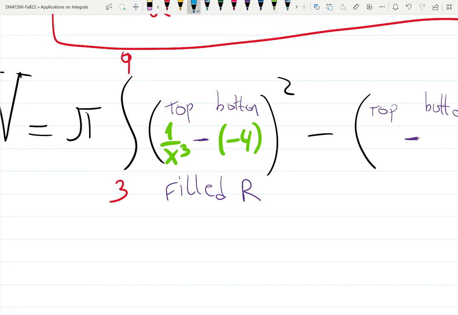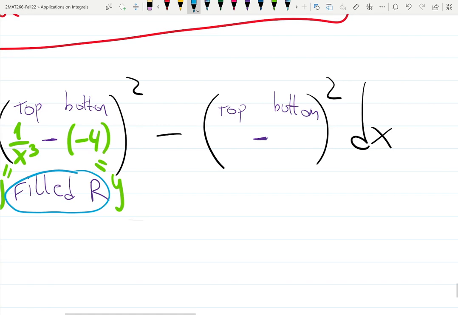Make sure you put parentheses, that's important. y equals, that's the function at the top, y equals the function at the bottom, which is -4. If you don't put parentheses, the formula will be wrong, because it's actually +4 at some point. That is R for the radius of the filled object.